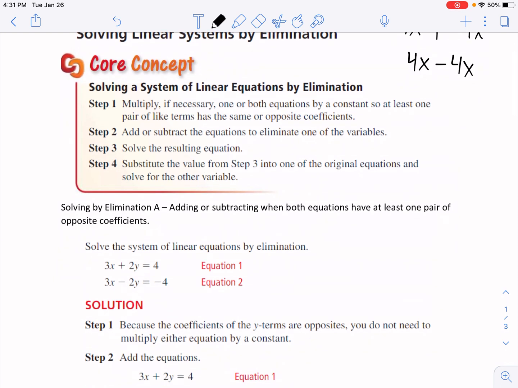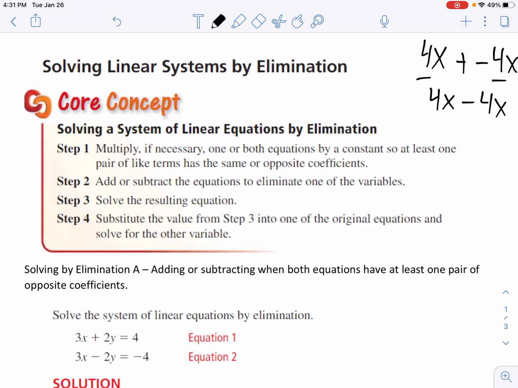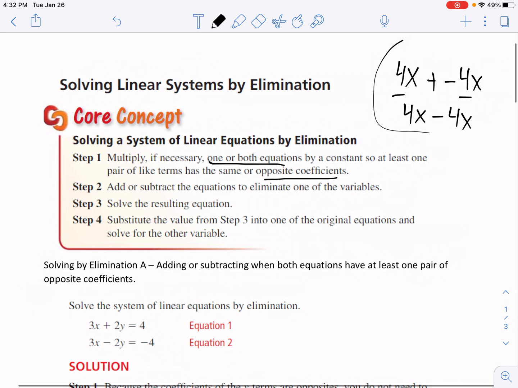Now, there's really 4 steps that we're going to be taking here. We're not going to do so much multiplying today. Today, we're just going to focus on being able to add and subtract by finding our opposite coefficients, like a positive 4 and a negative 4, okay? But the first step is always check to see if we need to multiply one or both of the equations by some constant so that at least we have one pair of opposite coefficients, okay? So that's what we're looking for, opposite coefficients that we can add or subtract, like we talked about here, that would essentially cancel itself out, okay?